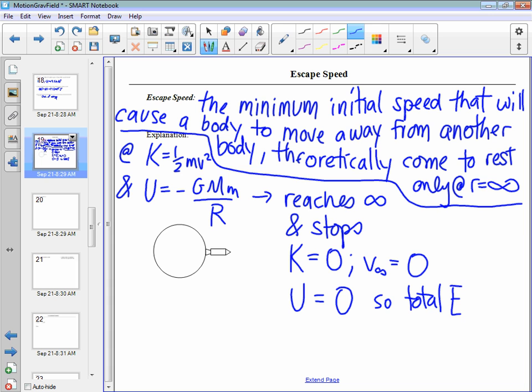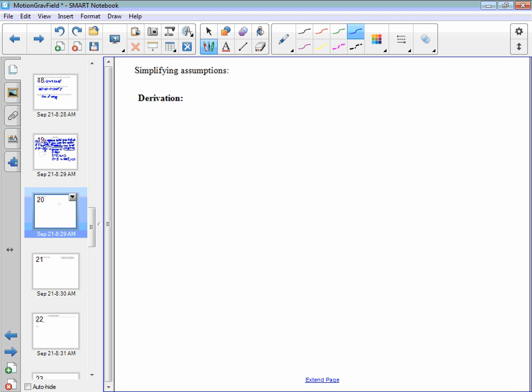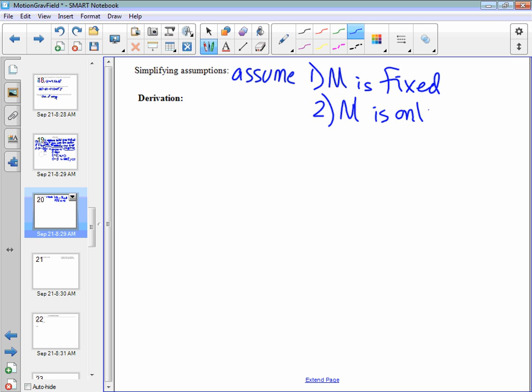So the total energy at infinity is equal to 0 joules. For the conservation of energy, we know that 0 will be equal to the kinetic energy plus the gravitational potential energy. So really quickly here, some simplifying assumptions. We assume m, the larger mass, is fixed, okay, and that M is the only body we are considering.